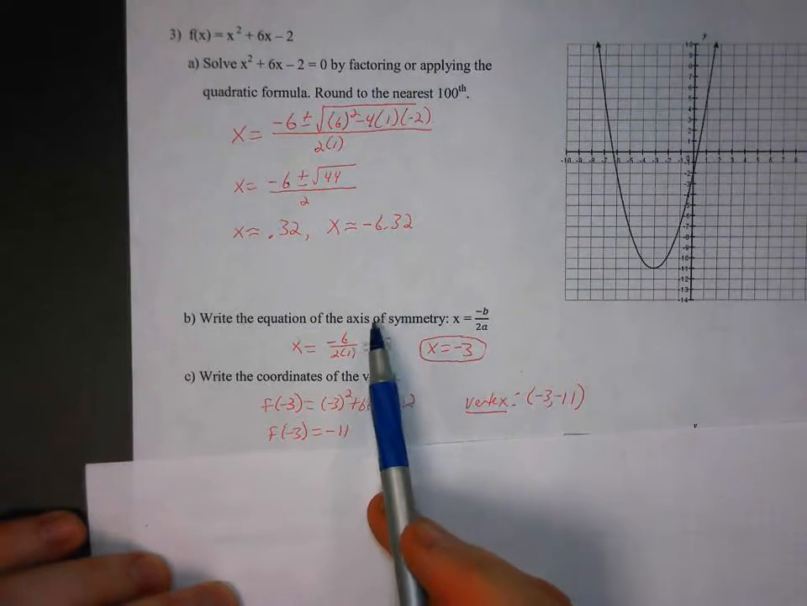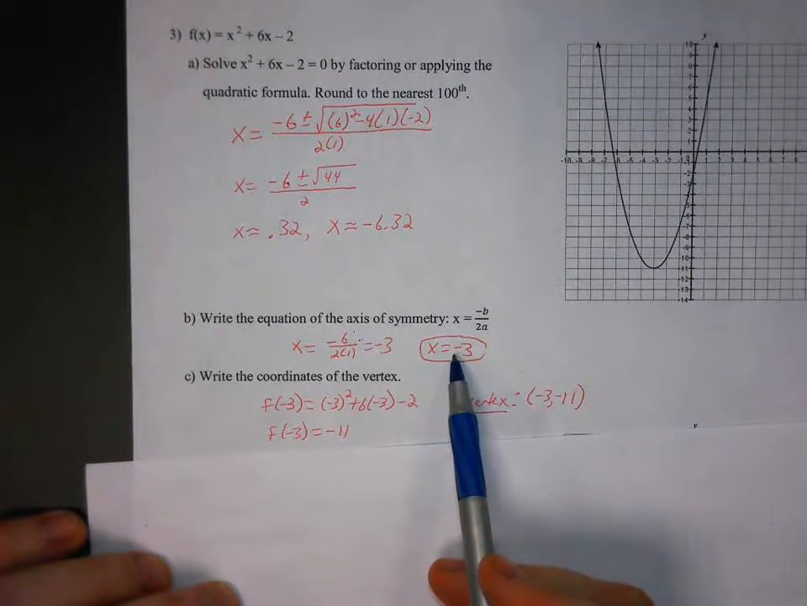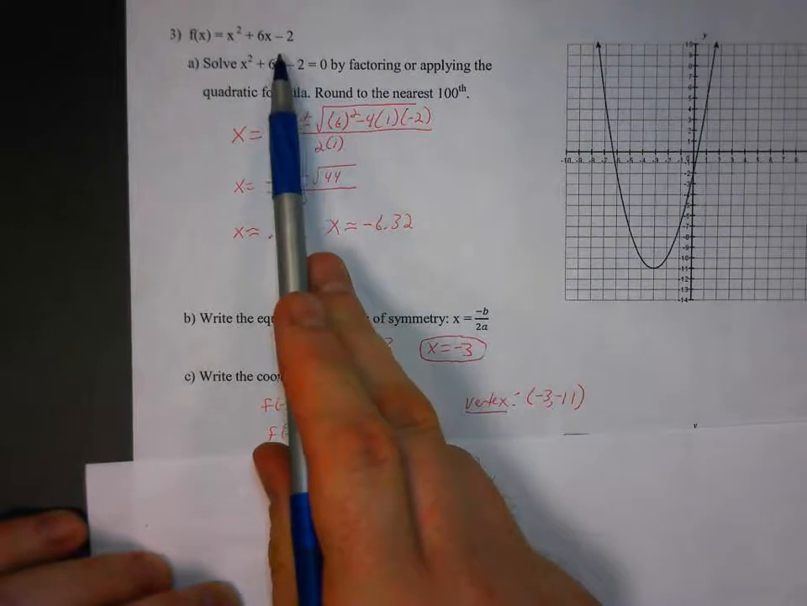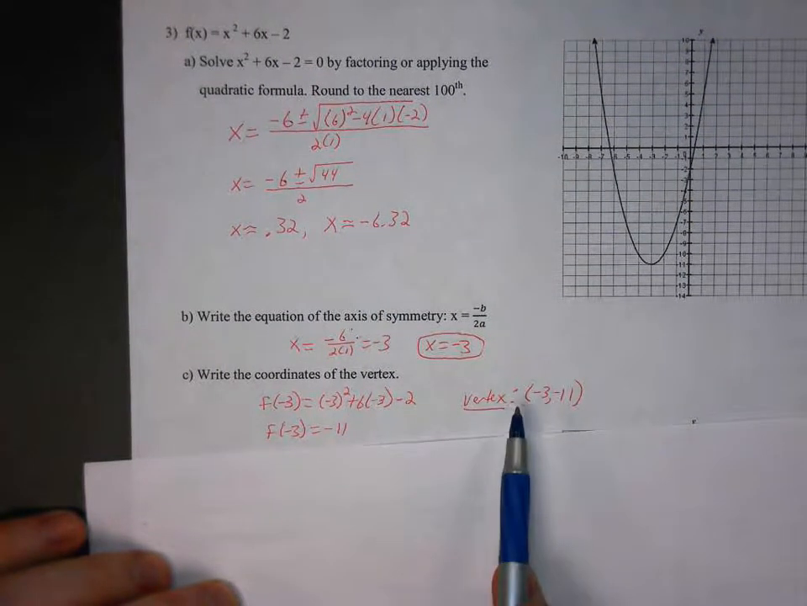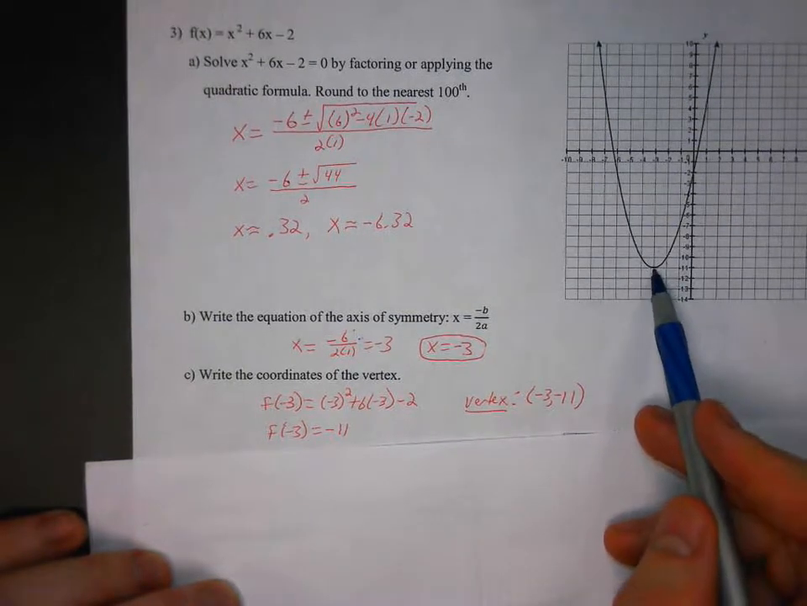The axis of symmetry, doing x equals negative b over 2a, so negative 6 over 2 times 1 gives you x equals negative 3. And then to find the vertex, substitute that back into your function, and we get negative 3 comma negative 11 for the vertex, which does match up with the graph.